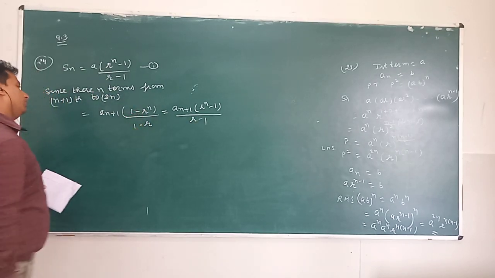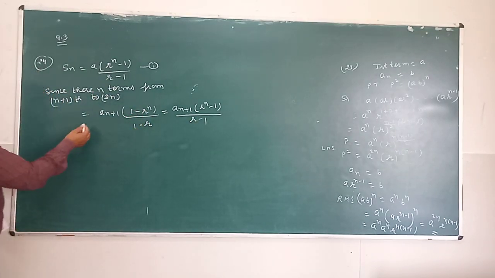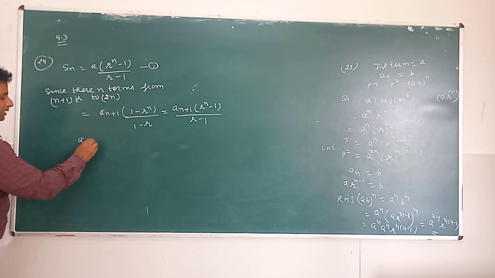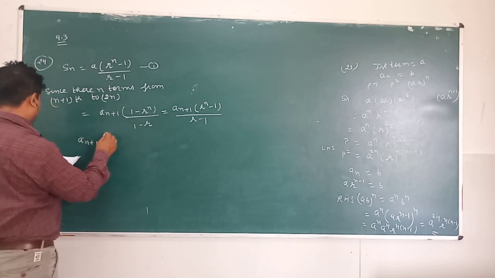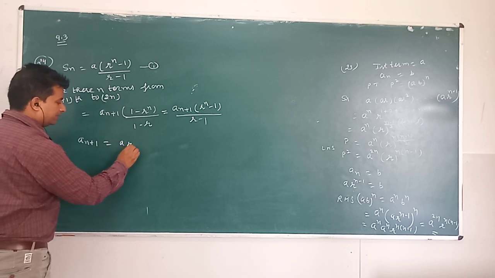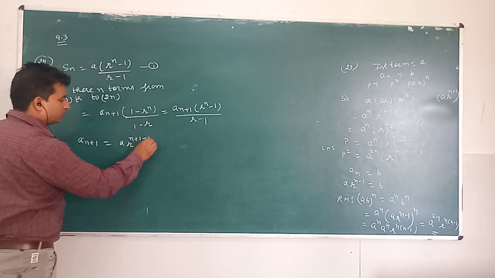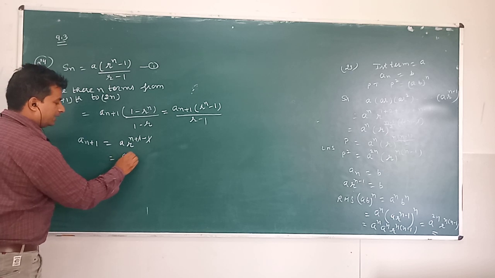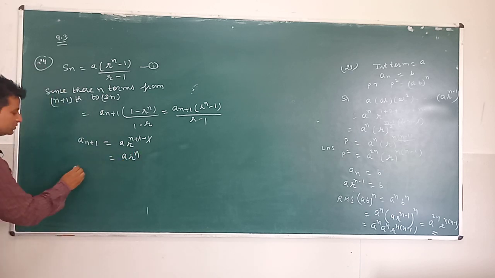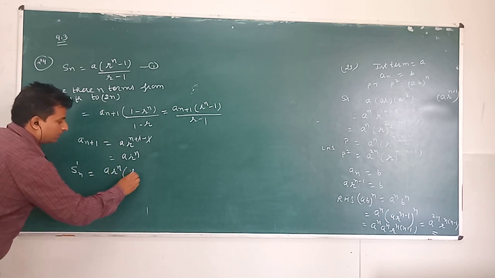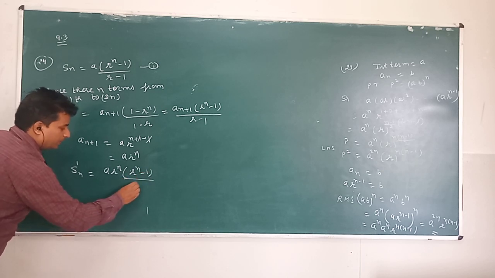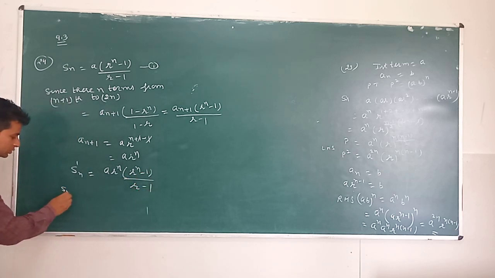Take minus from numerator and denominator. First we find a_(n+1), that is the sum of the (n+1)th to nth term, which is ar^(n+1-1). This means ar^n. This is the (n+1)th term. So its sum is ar^n (r^n - 1)/(r - 1), and its ratio is Sn dash.